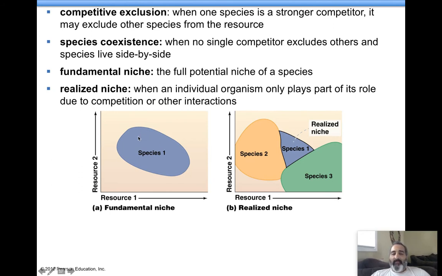All right. But in real life, species can't utilize their entire niche because of competition. So for example, you'll have some overlap of niches. Species two's niche overlaps part of species one. Species three overlaps part of species two and part of species one. So the part that species one can actually utilize is called its realized niche. Because of competition and other interactions, they can't utilize their entire niche. So species one is now limited to this small area, what's called its realized niche. All of its resources would be called its fundamental niche.